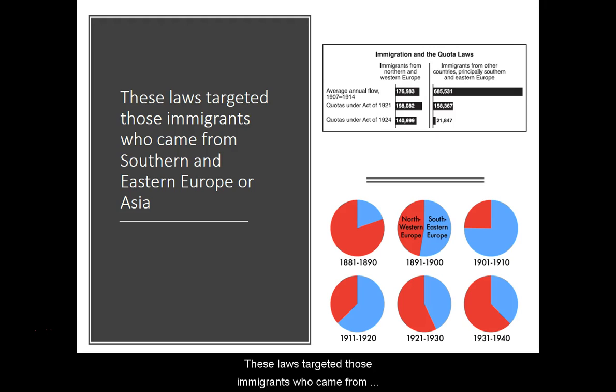These laws targeted those immigrants who came from Southern and Eastern Europe and or Asia. And so, as you can see in our pie charts here, Northern Western Europe is the red, Southern and Eastern Europe is the blue. From 1901 to 1910, a large portion of that pie chart, 75% of it, are coming from Southern and Eastern Europe. From 1911 to 1920, the numbers drop slightly, but still the majority coming are from Southern and Eastern Europe. It's not until 1921 and after that the number actually goes down for people coming from Southern and Eastern Europe.